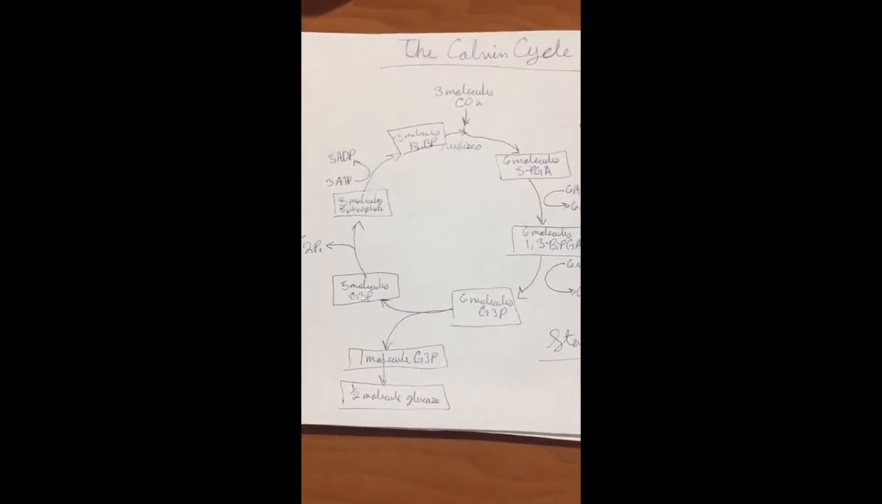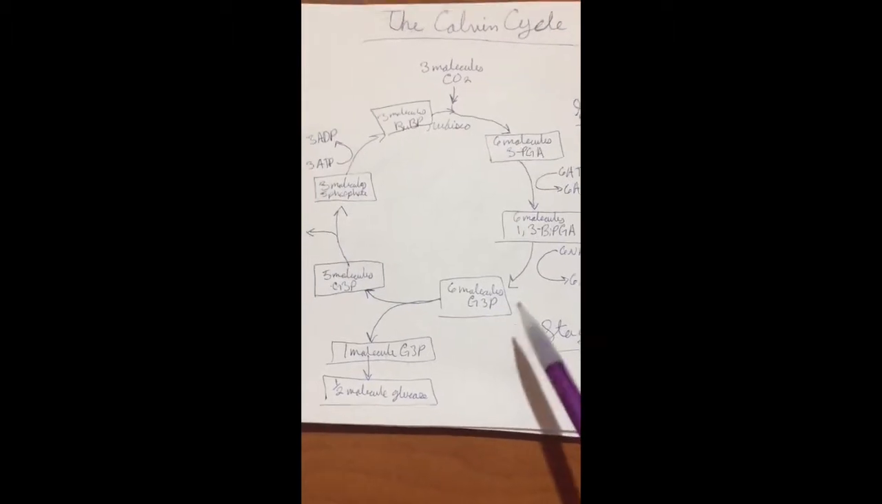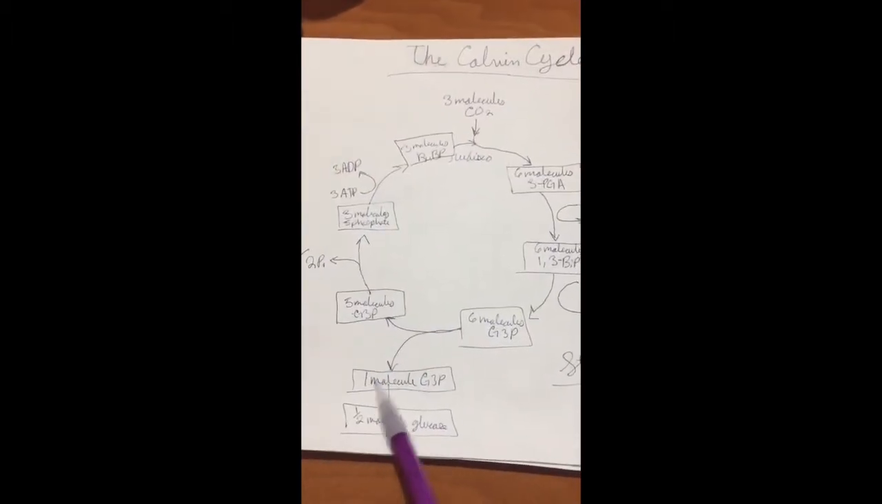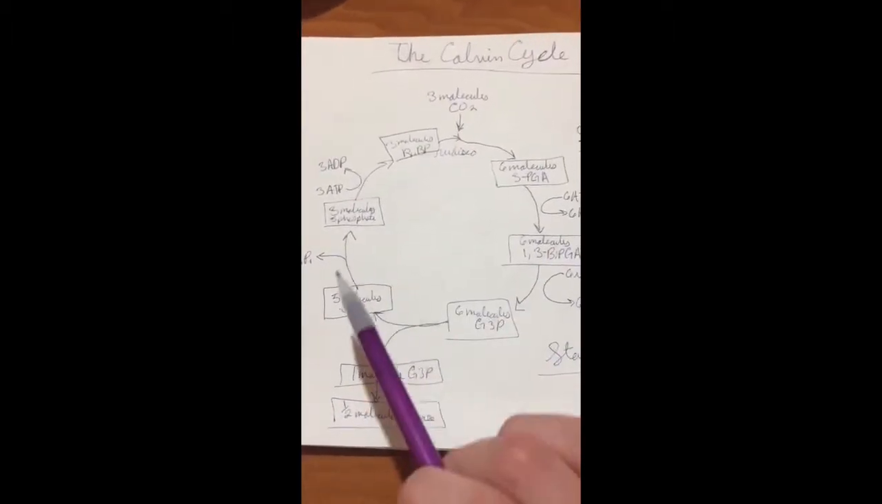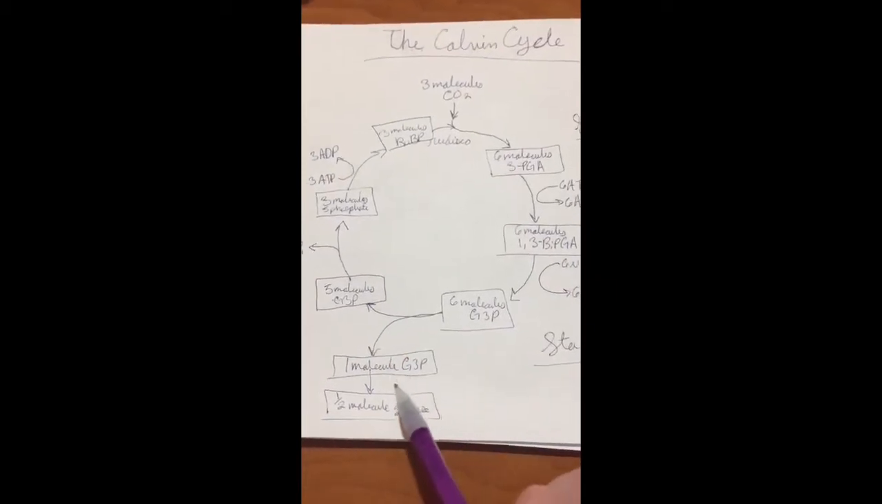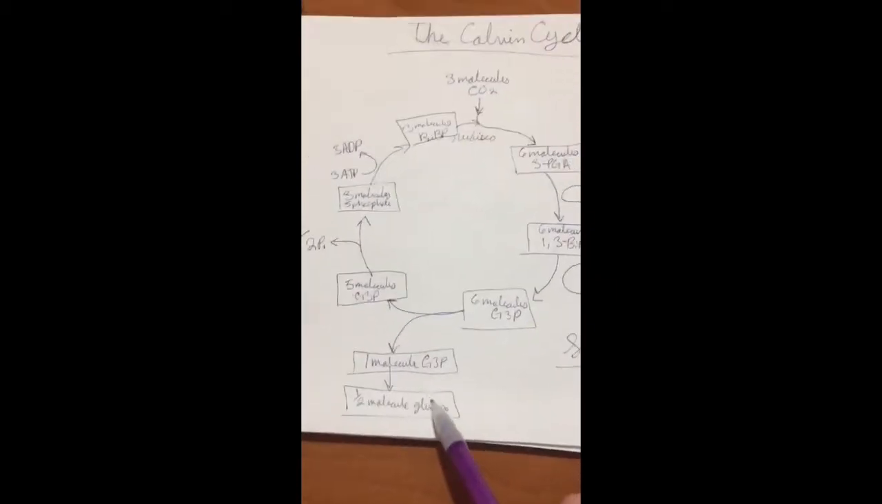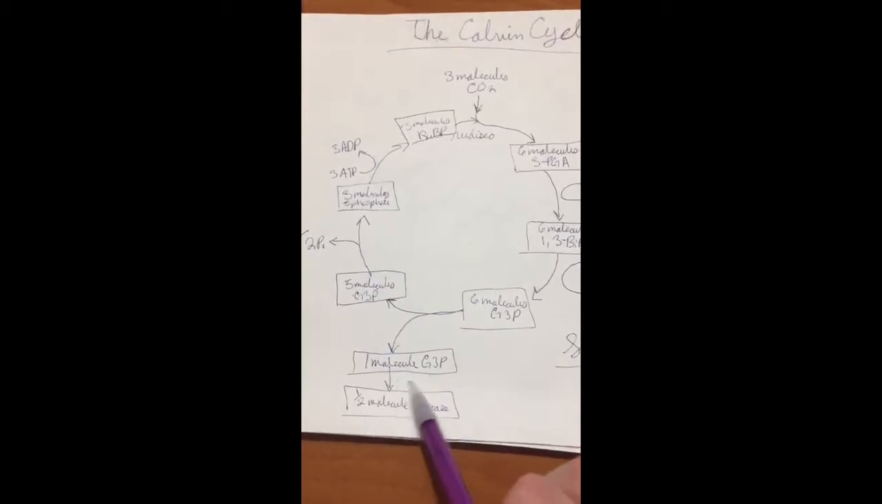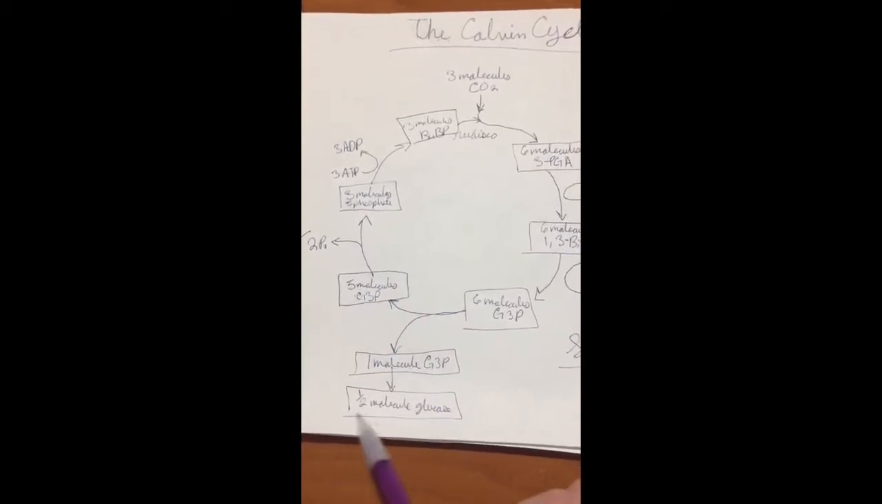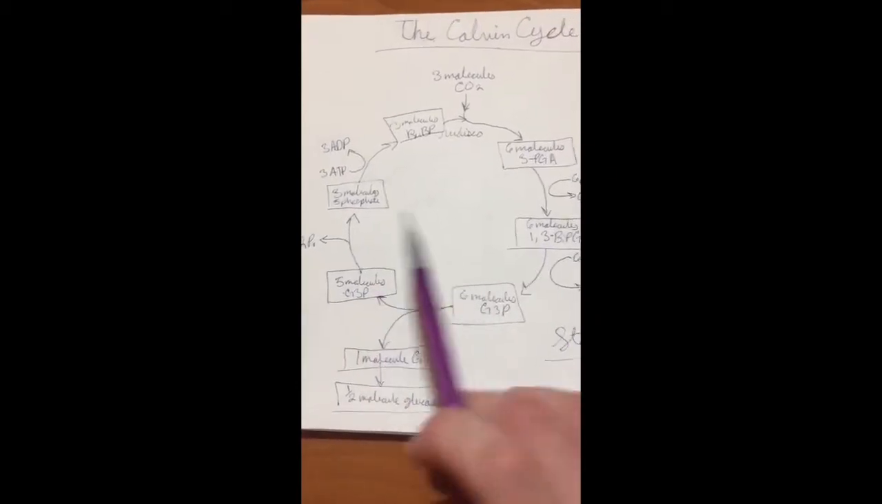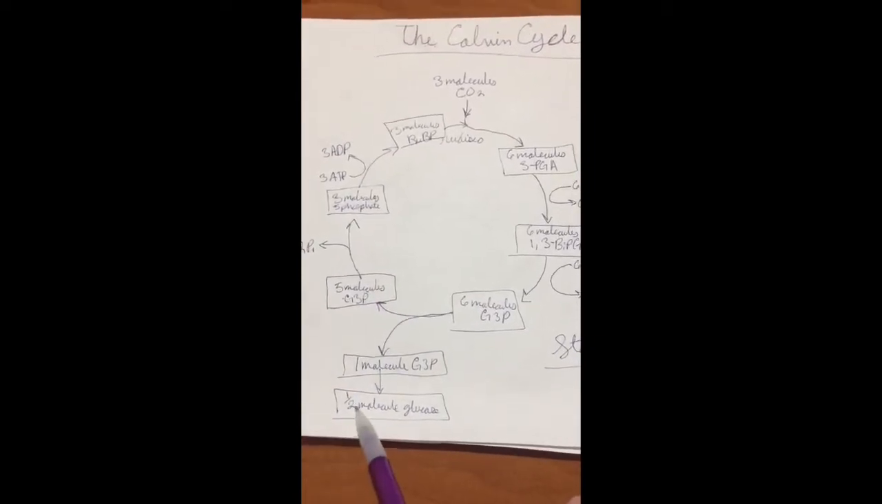And in order to make just one molecule of G3P, the cycle has to run through at least 3 times. And it takes at least 2 G3Ps to make a whole molecule of glucose. So that's a total of 6 times just to make one molecule of glucose.